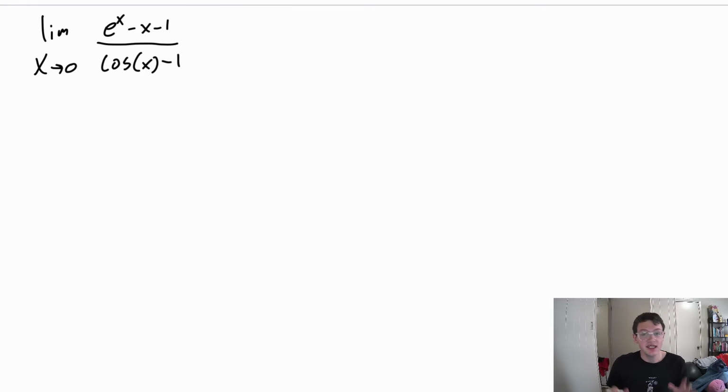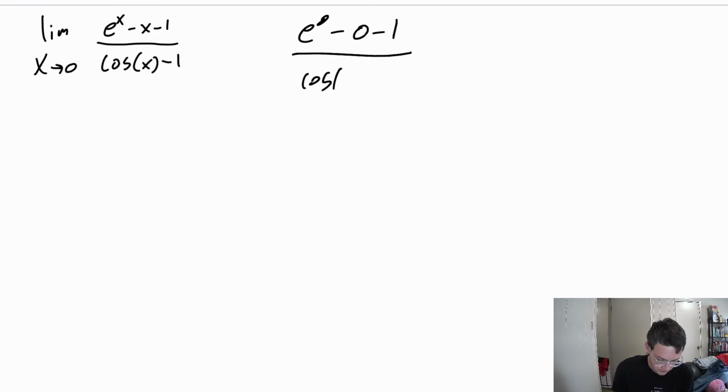Okay, sometimes it's not enough to do L'Hopital's rule once. Sometimes you have to do it twice, even 3 or 4 times. Let's see an example where that might happen. So if we want to take the limit of this function here, again, if we try plugging in 0, you'll find that we get an indeterminate form. We get 1 minus 1 on top, we get 1 minus 1 on bottom, we get 0 over 0.